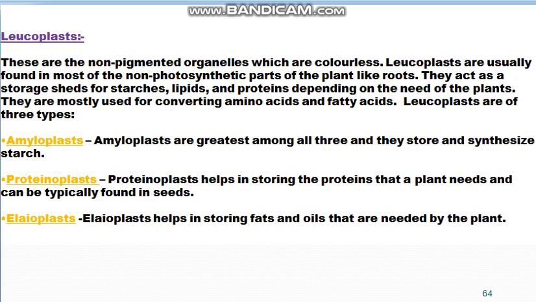And the third type of leucoplasts are the elaioplasts. So elaioplasts help in storing fats and oils which are needed by the plant. So these are the three types of the leucoplasts. So we have basically four types of plastids: chloroplast, chromoplast, gerontoplast and leucoplast. And leucoplasts are of three types: amyloplast, proteinoplast and elaioplast.